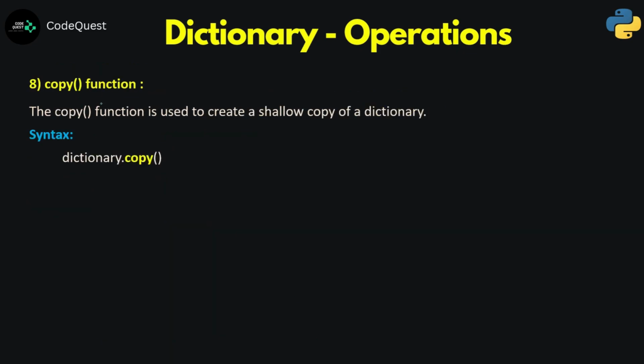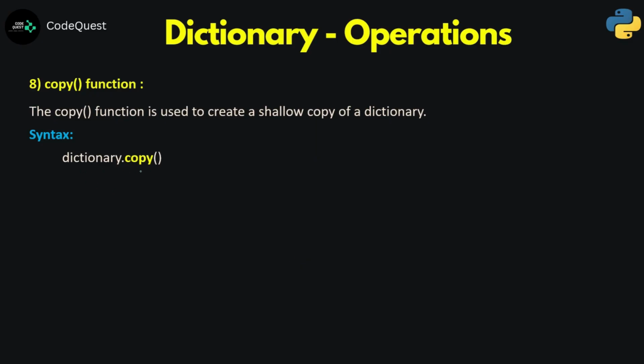The copy function is used to create a shallow copy of a dictionary. Like we earlier also discussed, shallow copy is nothing but, once you create a copy of the dictionary, any changes you make to the copy will have no impact on the original one. So how do we apply this copy function?